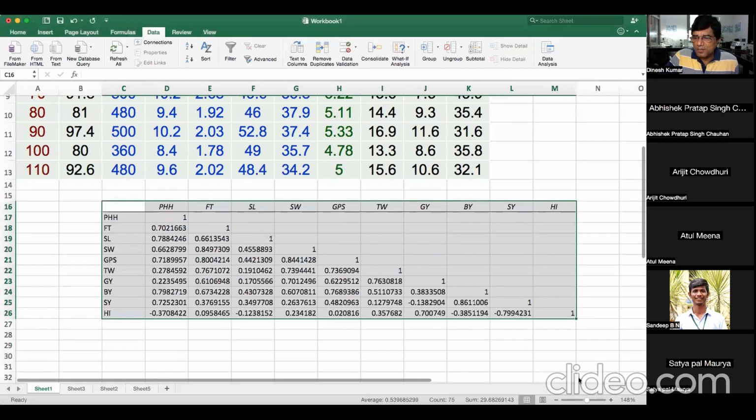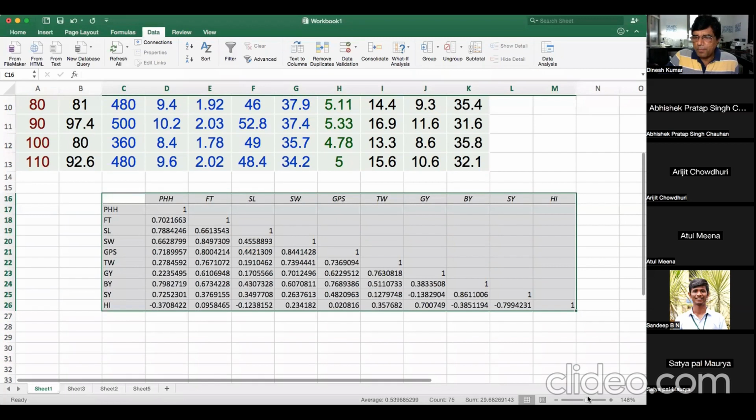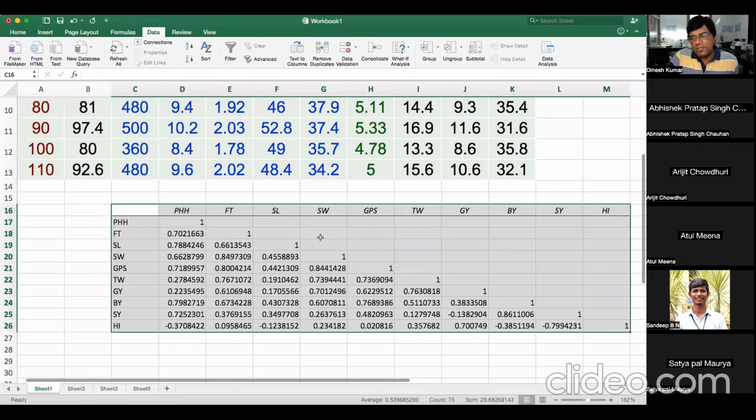Can you see the results? Yes, sir. Okay, so it is done. So this is how, and interpretation, I already explained to you how to make interpretations.